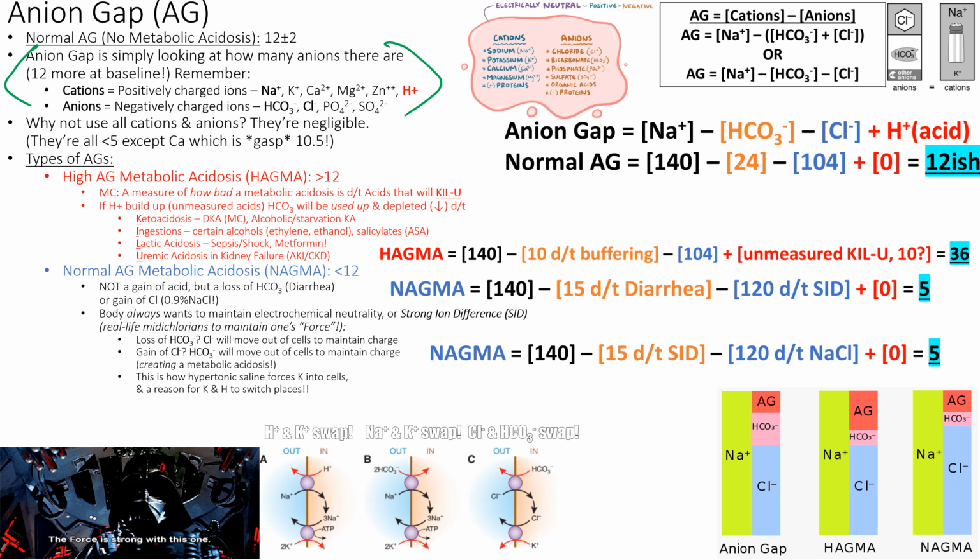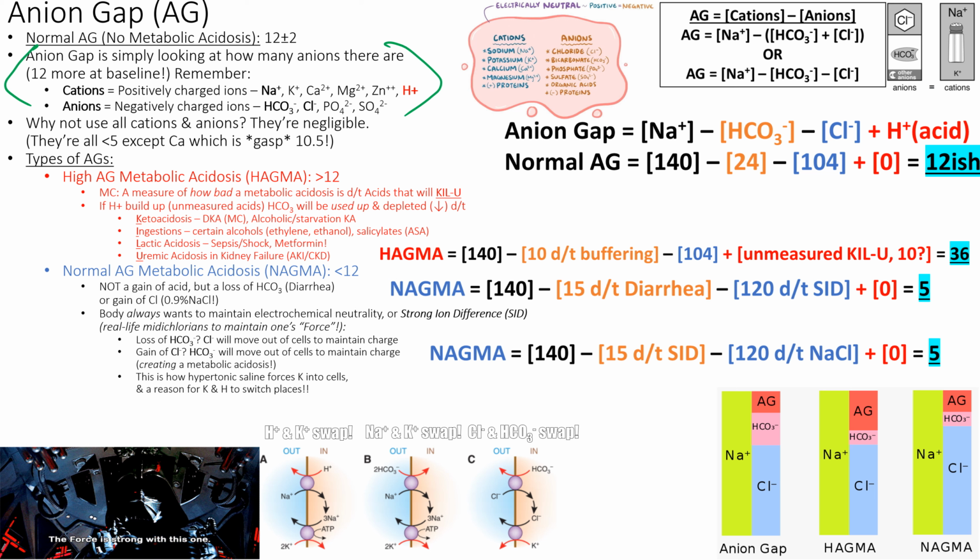So now we're getting to insignificant cations and insignificant anions, right? So the really more significant ones that we're going to calculate are sodium, bicarb, and chloride. And the rest are 12, right? So if we take 140, you subtract bicarb, you subtract chloride, you get a value of about 12, right? That's all the ions that are there, it's 12, right?